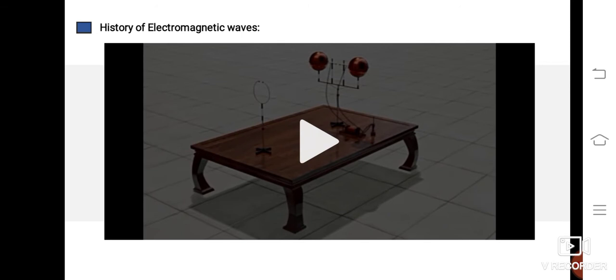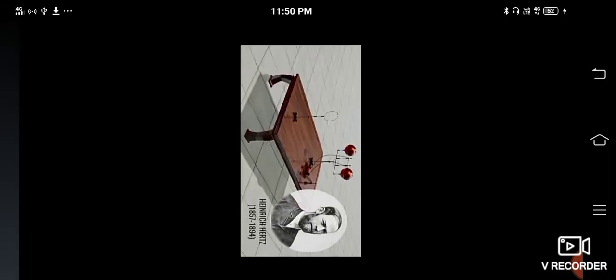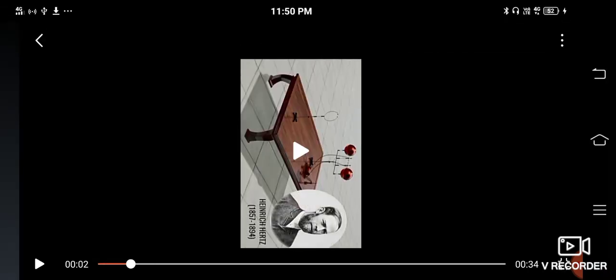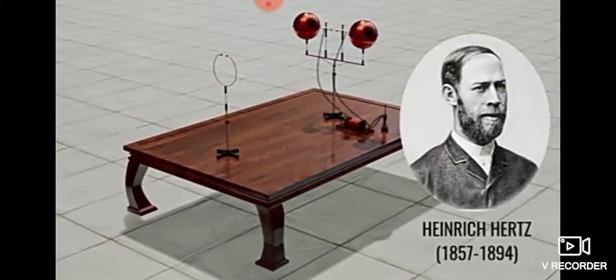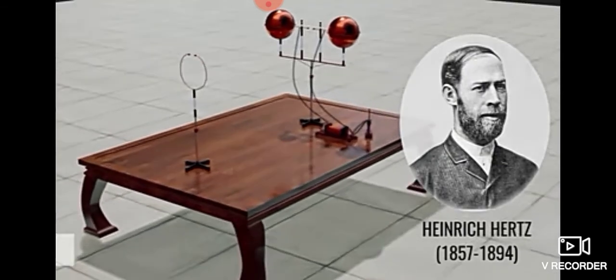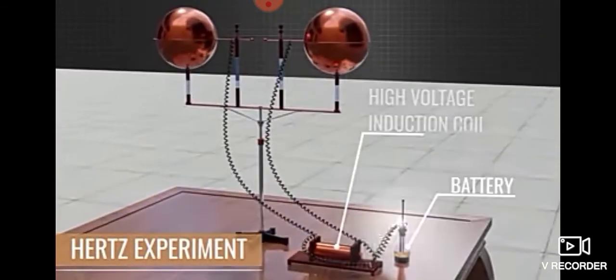Here comes the history of electromagnetic waves. Electromagnetic waves were discovered by a German physicist, Heinrich Hertz, in 1887. We'll go through this experiment. This is the experimental setup through which he proved that electromagnetic waves exist.